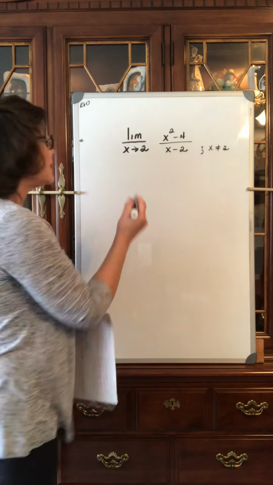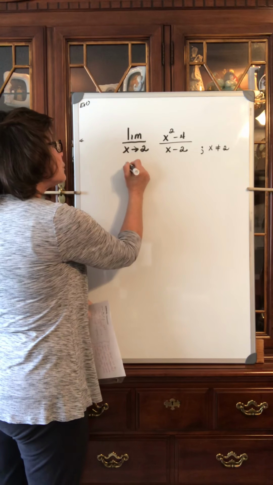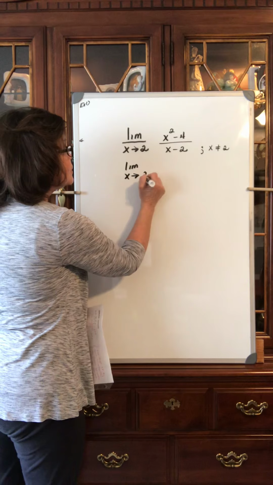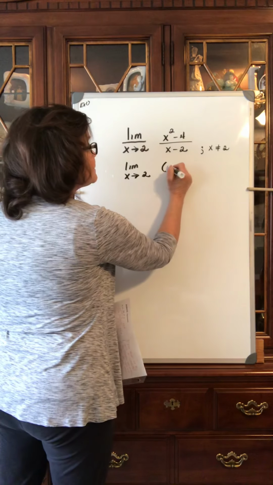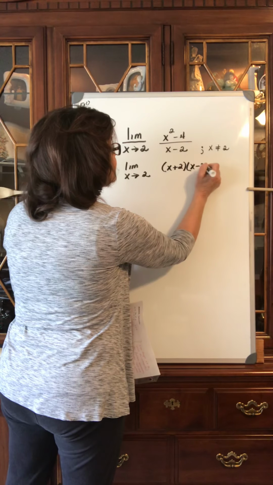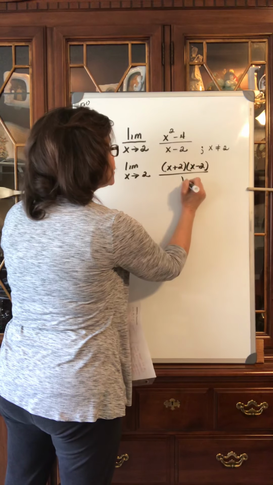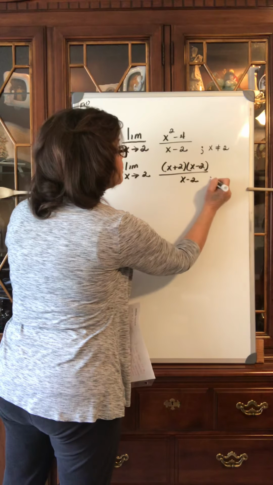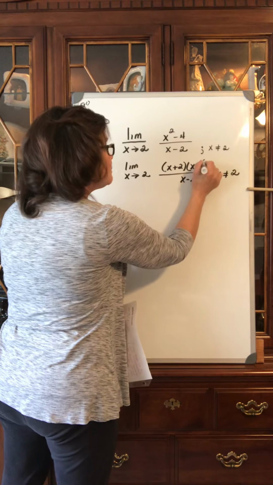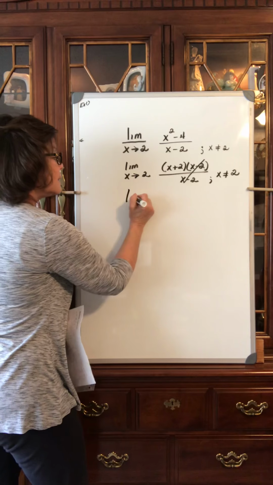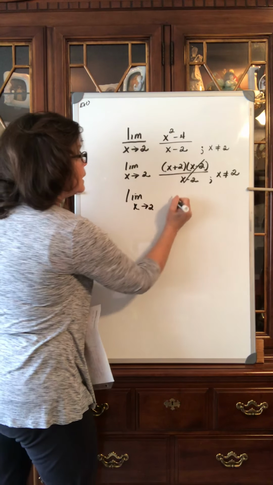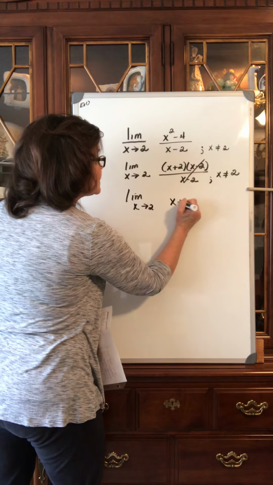First, we're going to simplify the function. So for this one, we're looking for the limit as x is approaching positive 2. The numerator factors into x plus 2, x minus 2, divided by x minus 2. We have to remember that x cannot equal 2. When we simplify this, the limit as x is approaching 2, now it simplifies to be x plus 2.